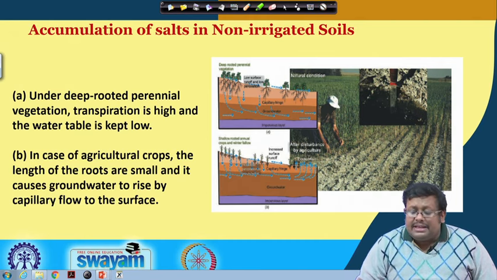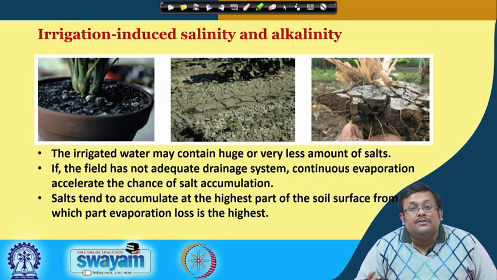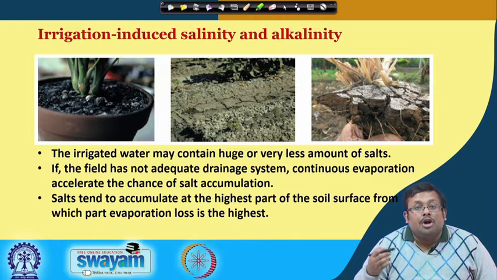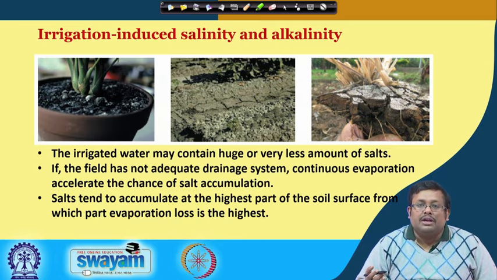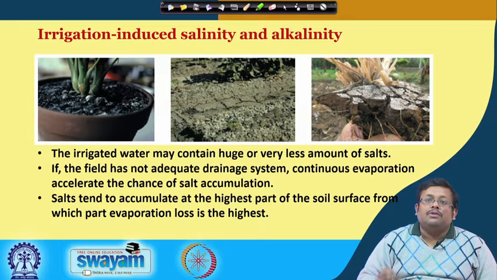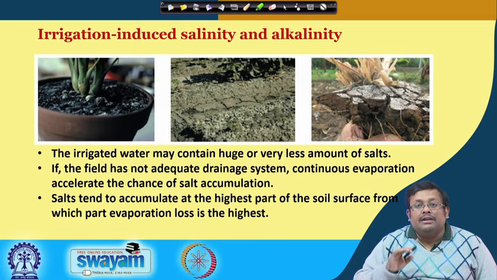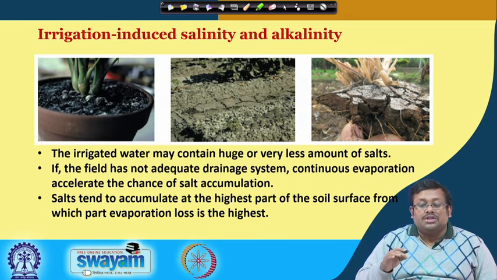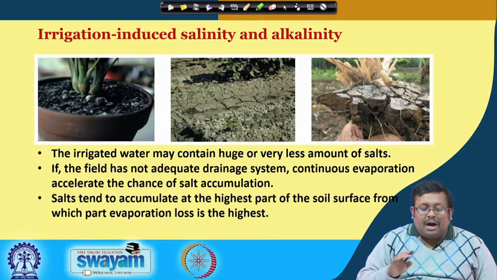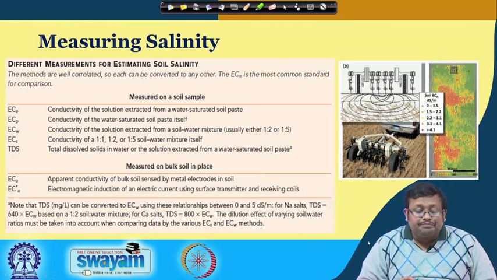However, in case of irrigated condition, the irrigation water may contain a huge amount or very less amount of salts, and if the field does not have an adequate drainage system, continuous evaporation accelerates the chance of salt accumulation, because the salt laden water will move towards the surface of the soil by capillary movement, and then there will be deposition of the salts. So, salt tends to accumulate at the highest point of the soil surface, from which evaporation loss is the highest. This is a very important point you should keep in mind.